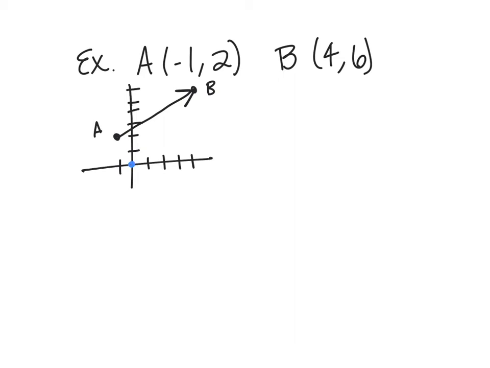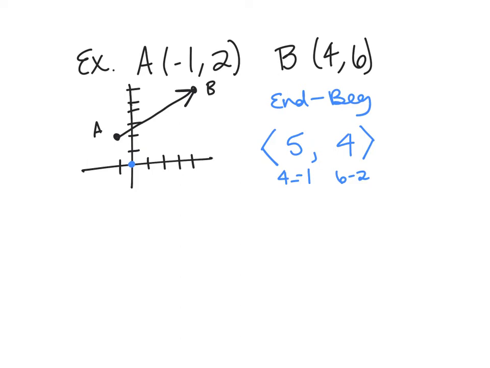So all we have to do is do the end minus the beginning. So we're going to use brackets here. For the x coordinate, it ends at 4. It starts at -1, so we do 4 minus -1 to give us 5. For the y coordinate, end minus beginning, so 6 minus 2 to give us 4.